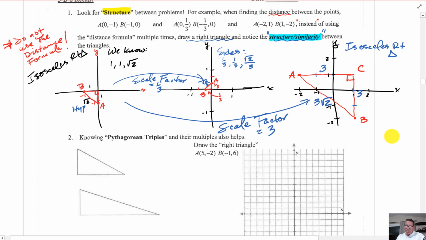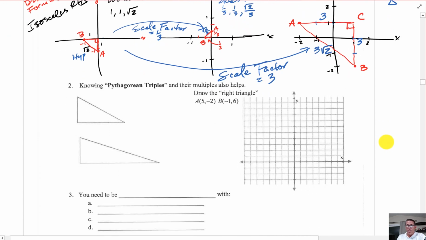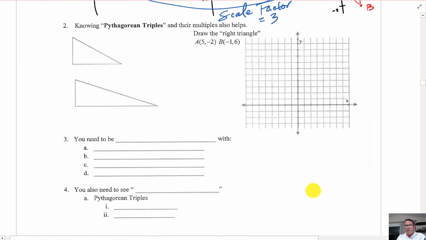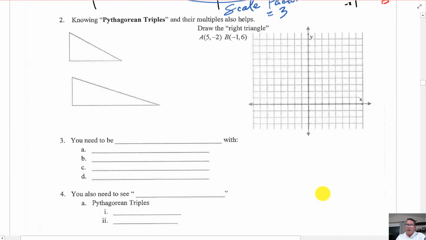All right. So speaking of that, let's dig a little deeper. Now I've talked about the Pythagorean theorem before in prior lessons. So let's work with that a little bit. We're going to draw the right triangle first. Okay. So let's plot this. So 5, comma -2. So go right 5, down 2, label that A. So 5, comma negative 2. B is negative 1, 6. Go left 1, up 6.